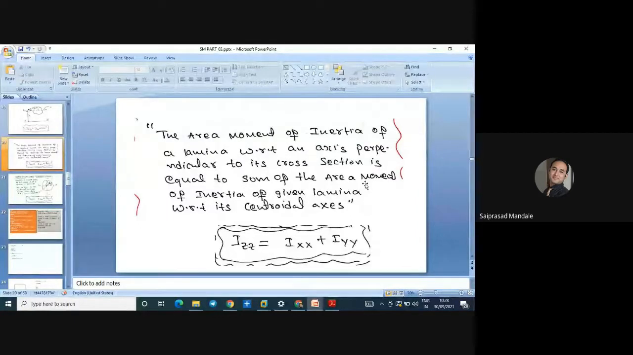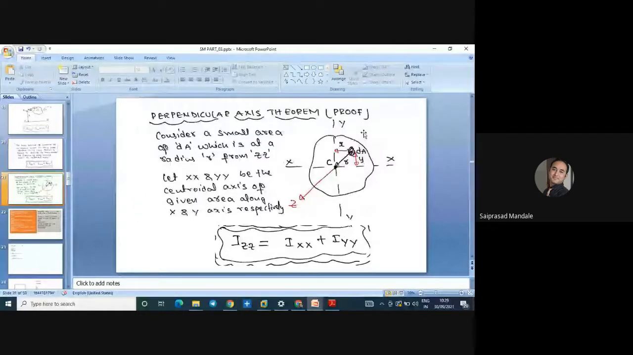That is simple. When I wish to calculate the moment of inertia of any section, I can have the moment of inertia of the third axis in such a way that it is the summation of Ixx plus Iyy. That is, moment of inertia of any section about the xx axis plus moment of inertia about the yy axis is equal to the moment of inertia of that body about the zz axis. This is called the perpendicular axis theorem.